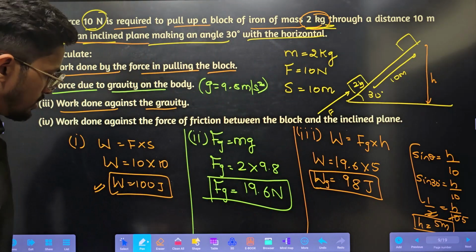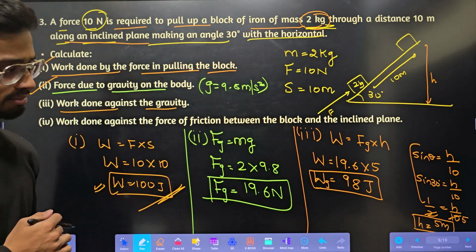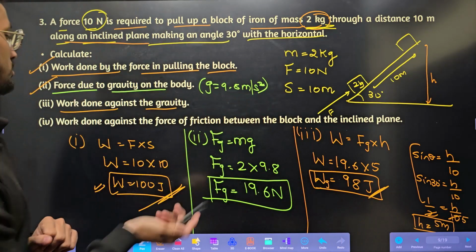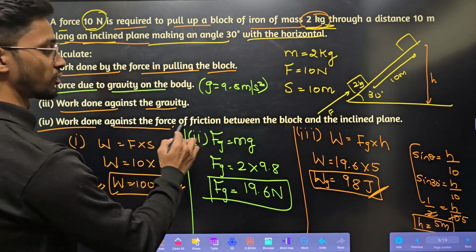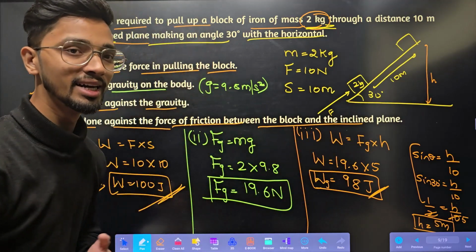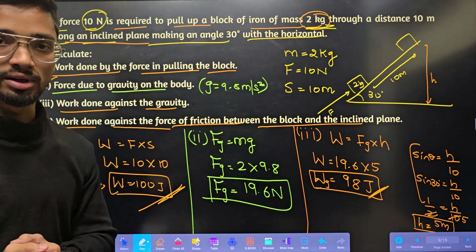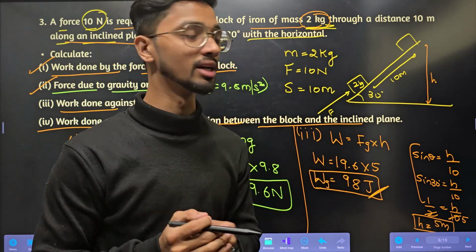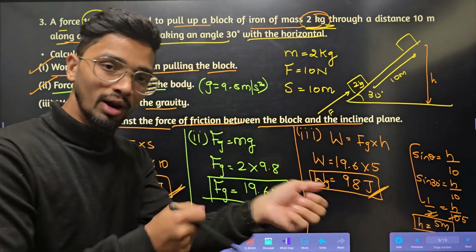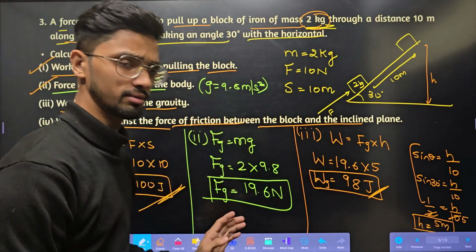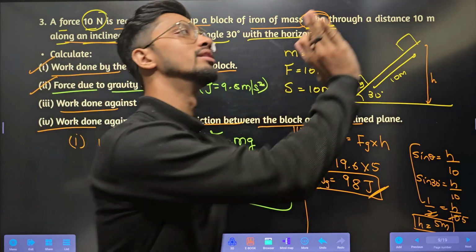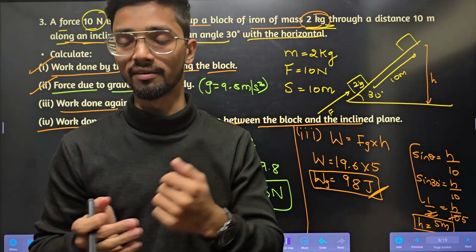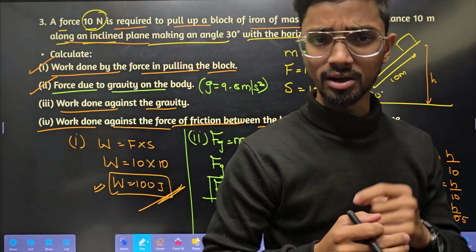Okay. The total work will be 100, but due to gravity it is 98. There is the remaining work of 2 joule. This is the work done against the force of friction between the block and the inclined plane. The extra work is done where the work is being lost. While pulling or pushing it along the inclination theta from here to here, there is some extra work done besides the work against gravity.